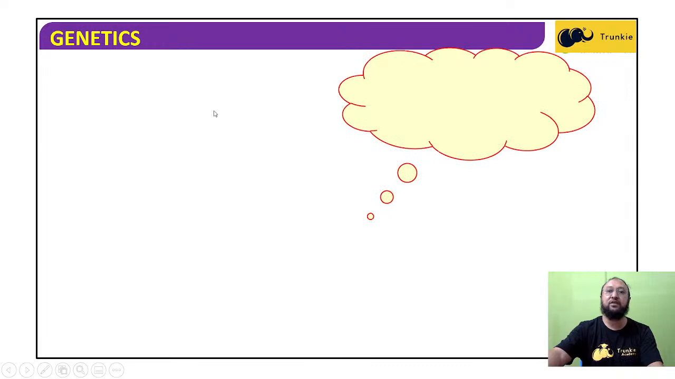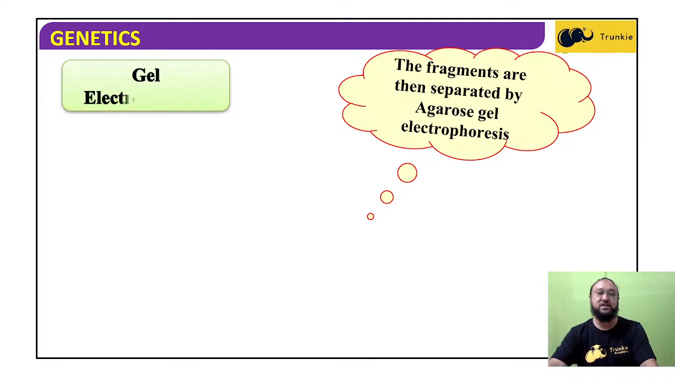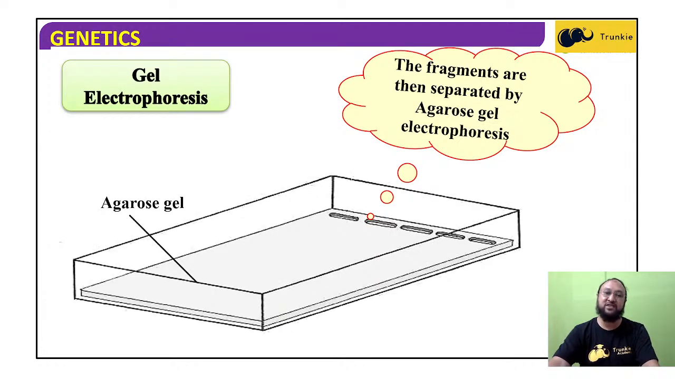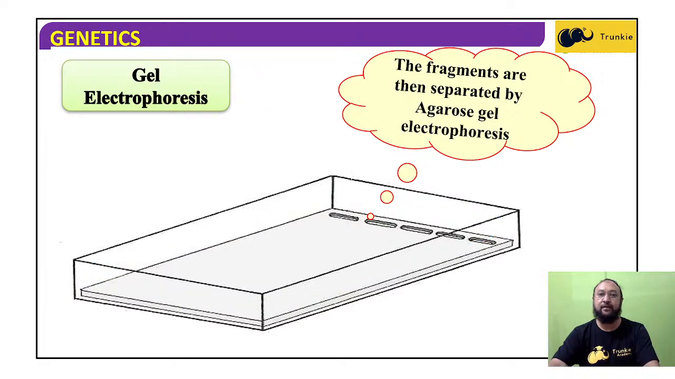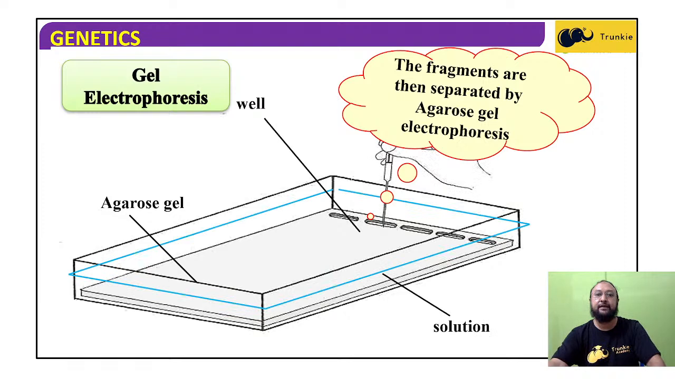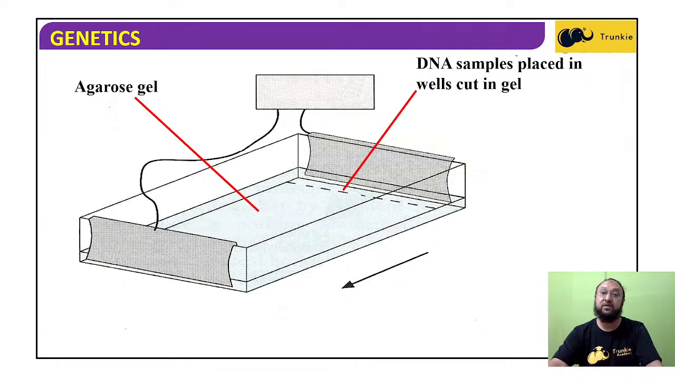Or alkaline solution. Now the fragments are separated by agarose gel electrophoresis. This is a technique where some agarose gel is placed, and with the help of a micropipette, the samples are placed in the regions. So this is the agarose gel solution, and you can see here the solutions. The DNA sample is placed in wells cut in the gel. The gel is cut in certain regions to place the DNA samples with the help of a micropipette.